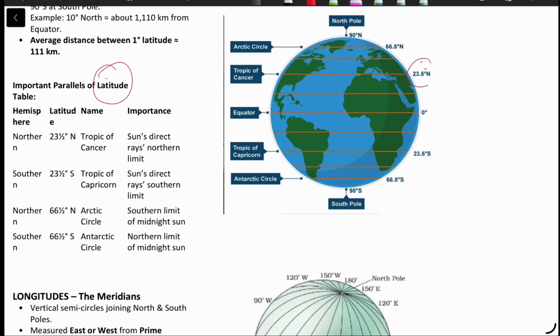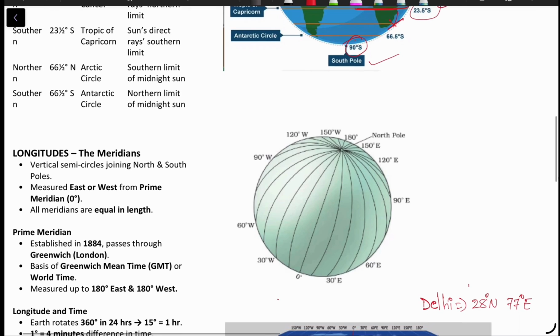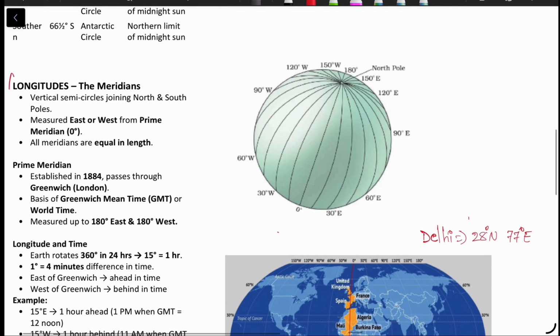Here are some of the important latitudes. One is the 23.5 degrees north latitude, and the other is the 23.5 degrees south latitude. These are the latitudes up to where the sun's rays fall directly on the earth. After these latitudes, the sun's rays will not fall directly. And 90 degrees north latitude is present at the north pole, and 90 degrees south latitude is present at the south pole, right?